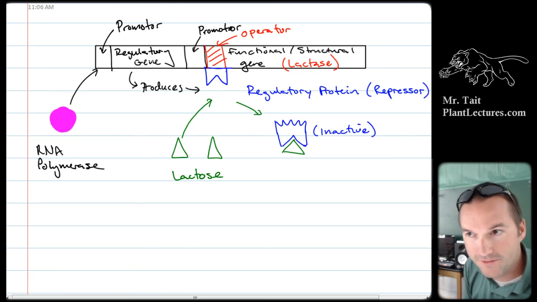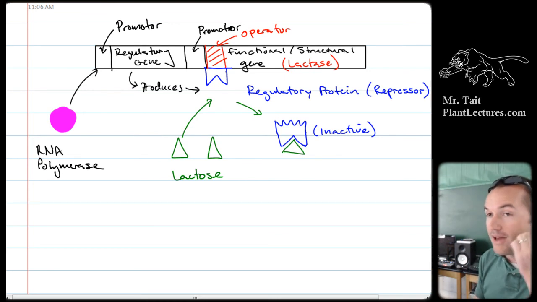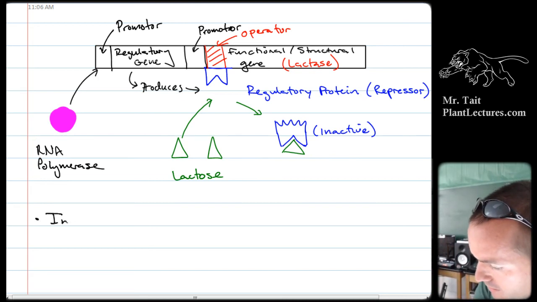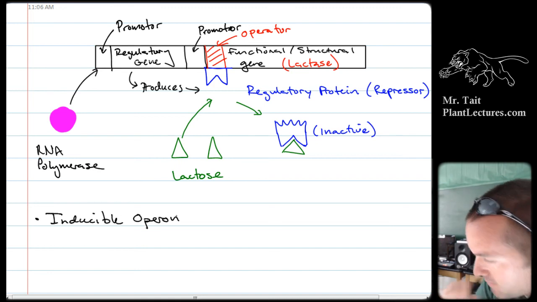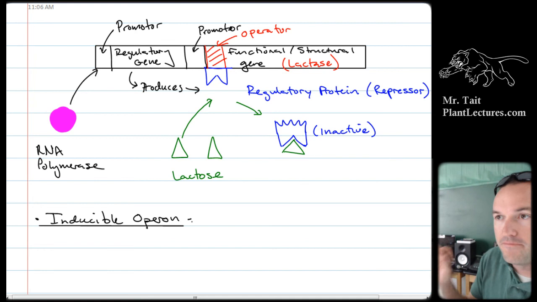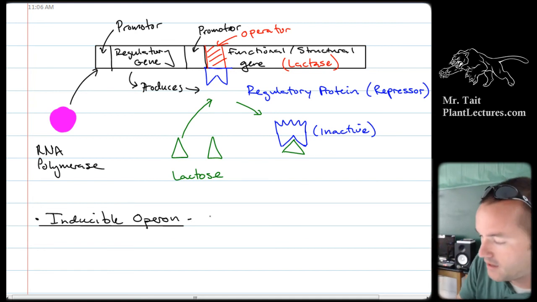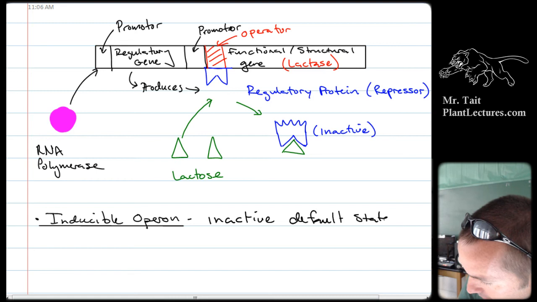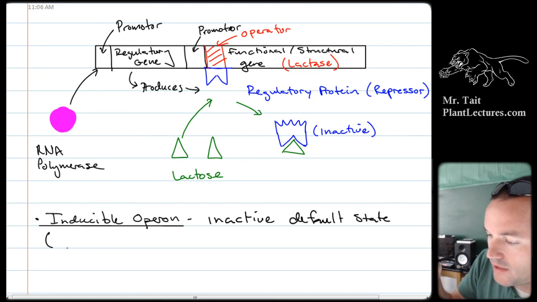Right? See how this works? It's able to respond to its environment without having to think about responding to environment, just by chemical reactions. Okay? This is called an inducible operon. An inducible operon is one that has a default state of being repressed or being off. Okay? So it's an inactive default state, which means that the regulatory protein is attached to the operator.